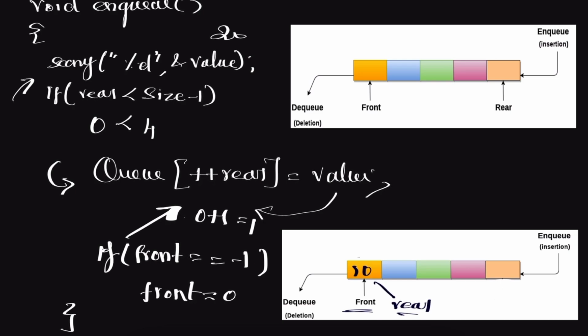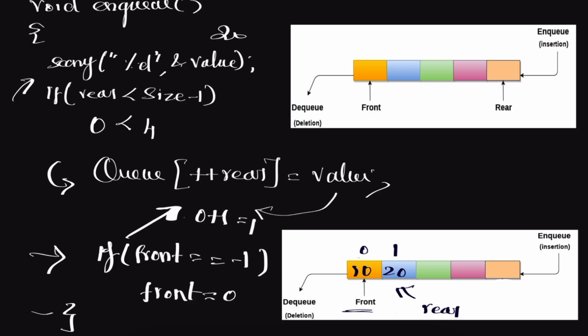Now we have to increase the rear position, and store the value 20 at the first index. We increase the rear position to the first index, and this is called rear, and the value 20 will be stored here. After that, we have to check this statement also: if front is equal to -1. No. Why? Because front is already incremented to the 0th index, so there is no chance of executing this if condition.